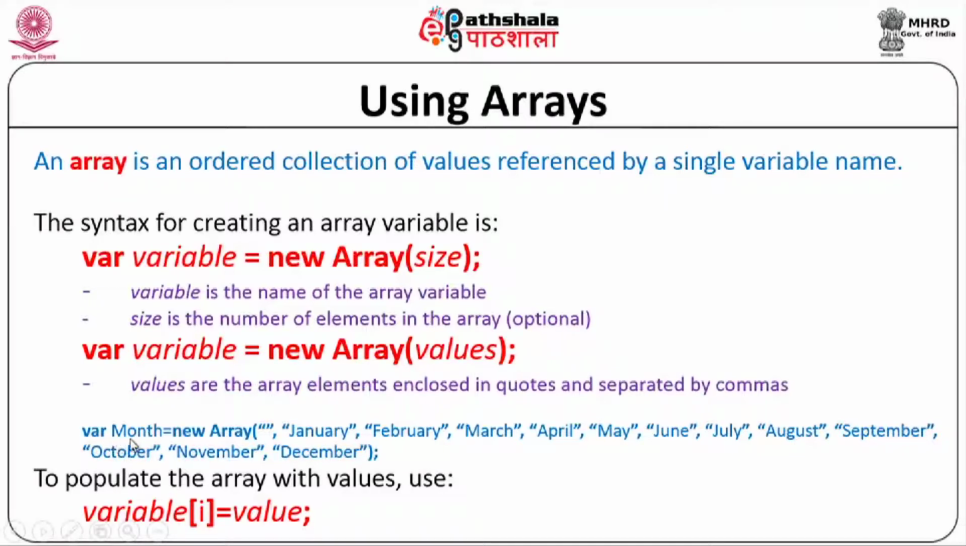Now, this is an example of how you create an array. So, you try to create an array called month. This is the name of the array. Use the new operator, the keyword Array to declare an array. Now, while you create the array, you want to initialize the array with all these values. So, this is how you can create an array and initialize the values.